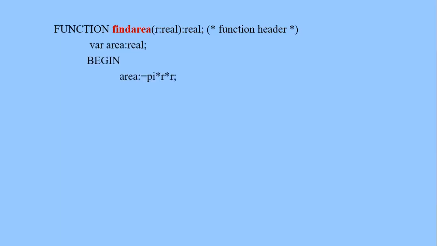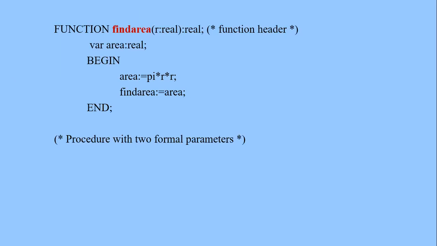Then it will compute what it has received as R. Whatever is stored in the memory location called R will be multiplied by itself and multiplied by the content of memory location called pi. The result will be assigned in the memory location called area, the local variable called area. Then the content of that memory location called area will be assigned to the function. So it will be returned to the function, back to the calling statement or back to the calling function or procedure.